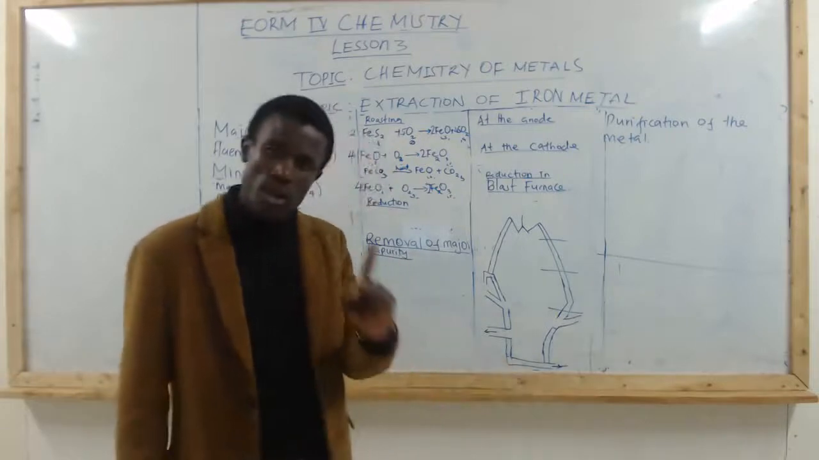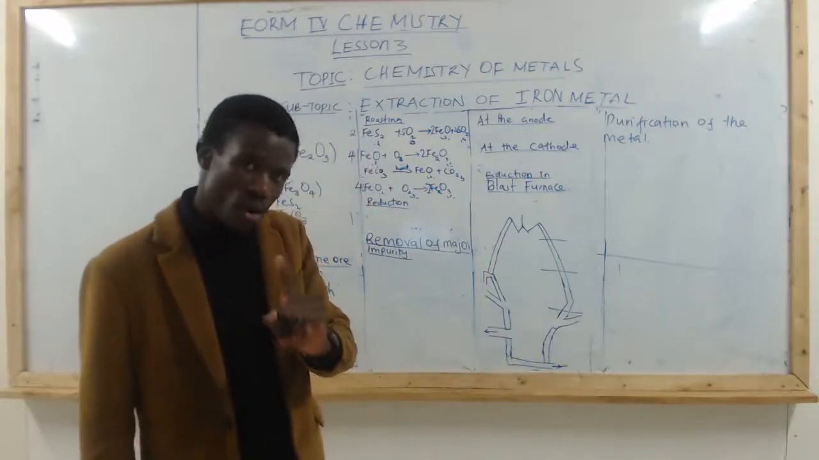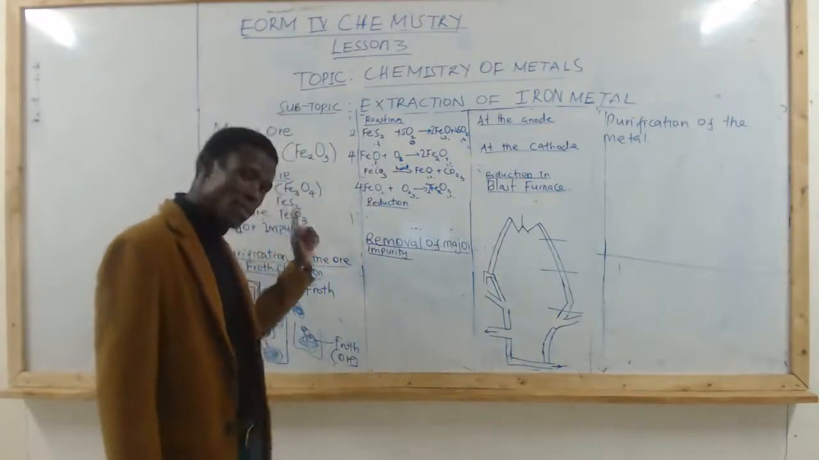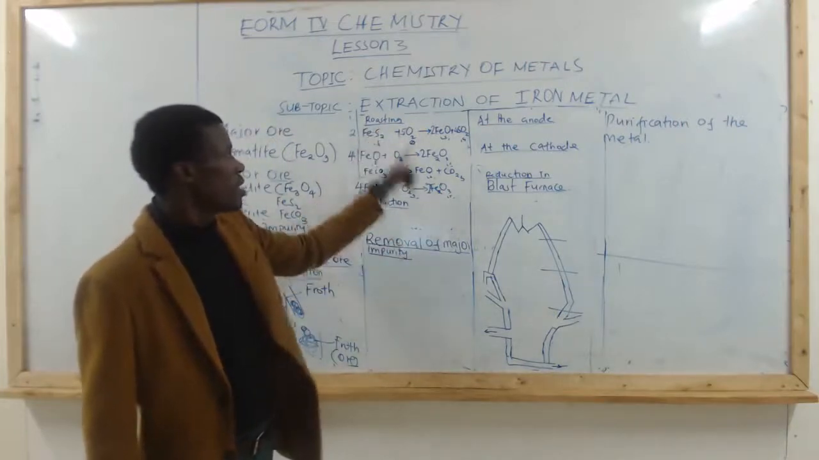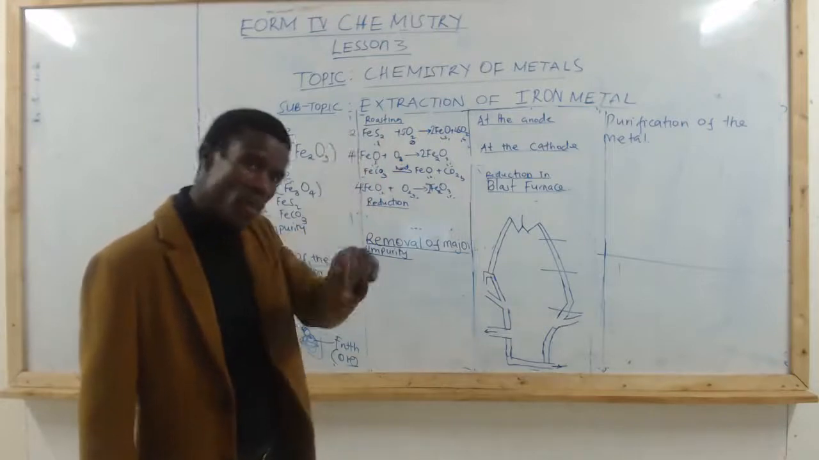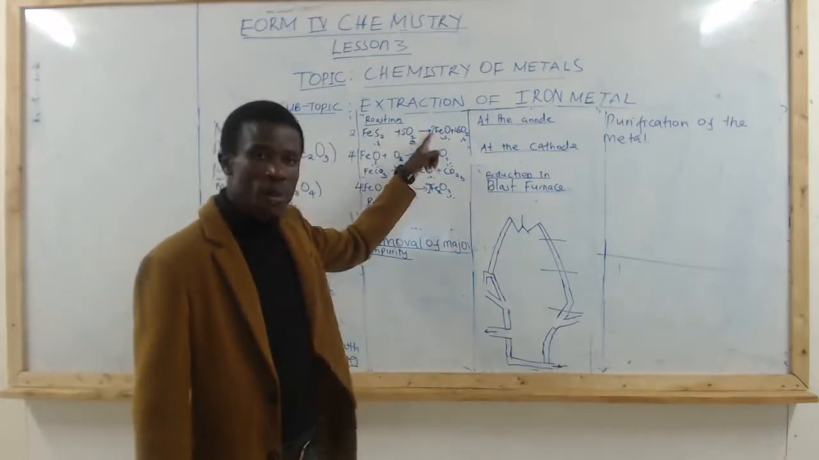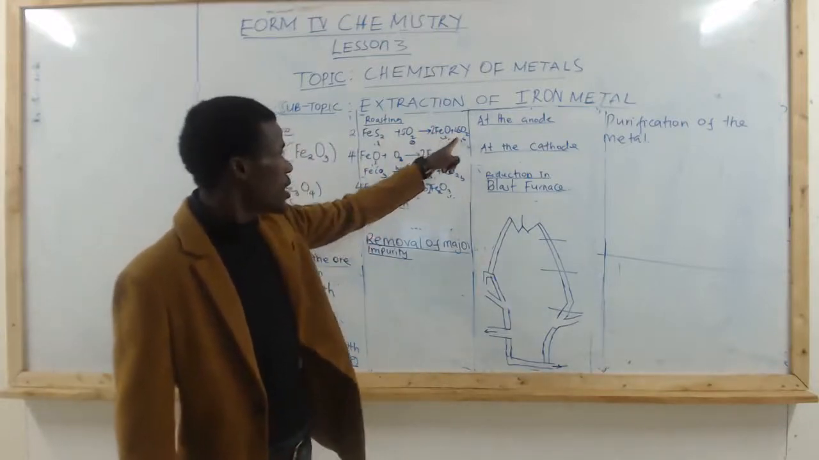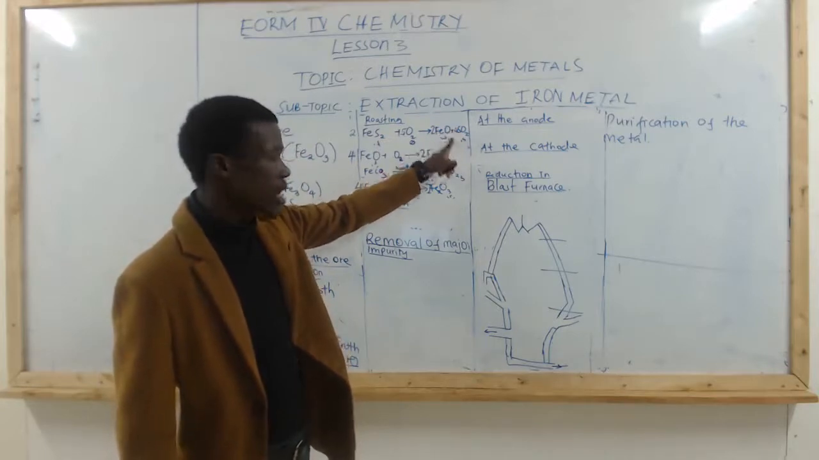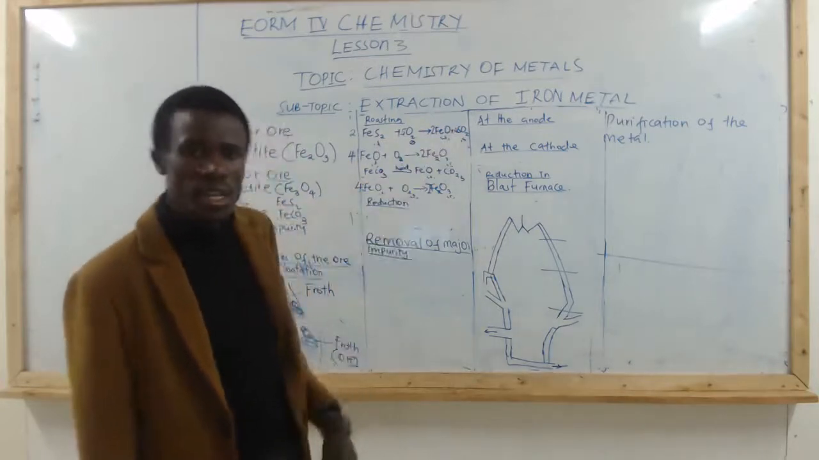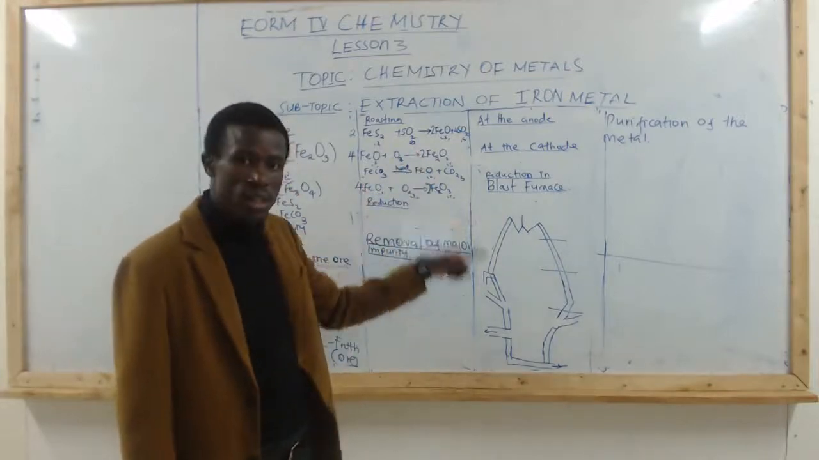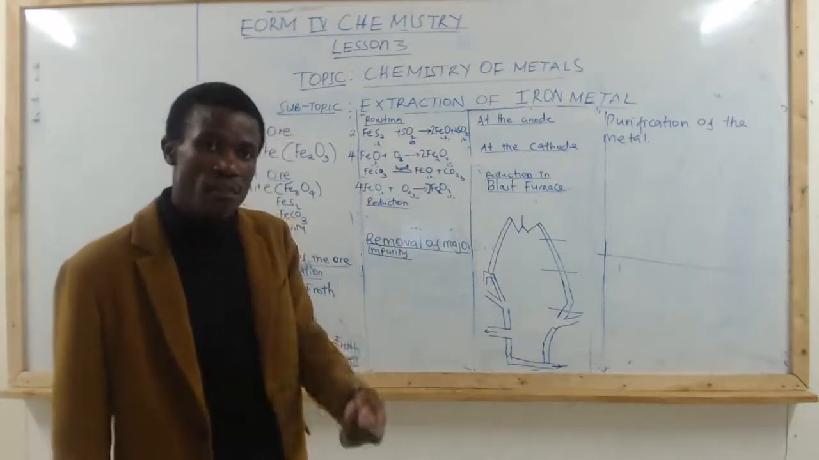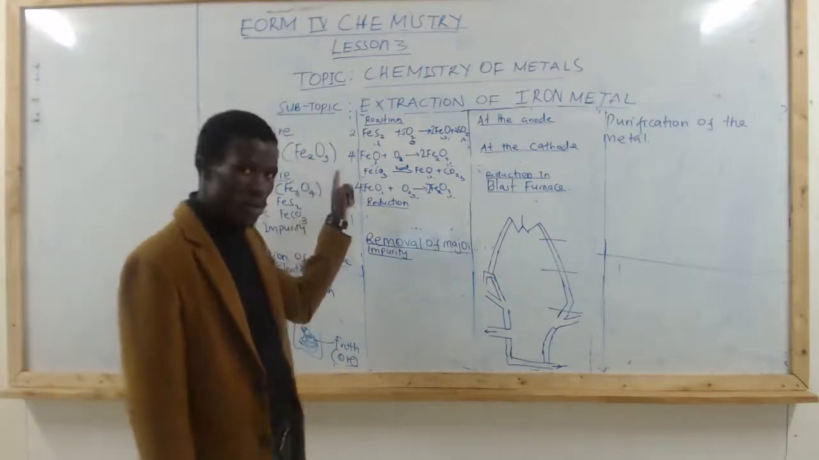So if, for example, the only available ore of iron is the iron sulfide, it must be roasted. It must be roasted, meaning it is reacted with oxygen to form iron 2 oxide and sulfur 4 oxide. And since iron 2 oxide is unstable, it is reoxidized to form iron 3 oxide, which has the formula of the major ore.